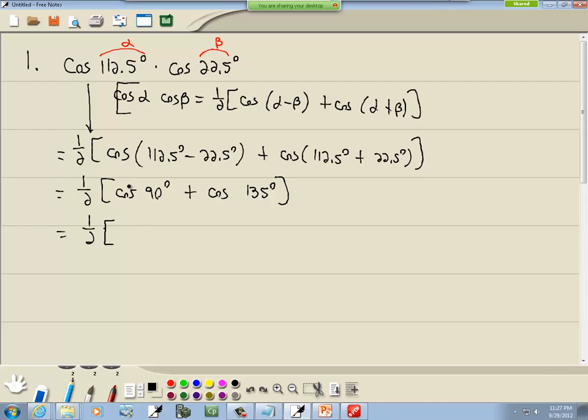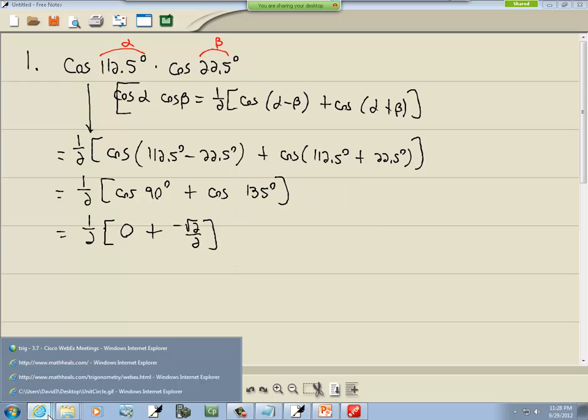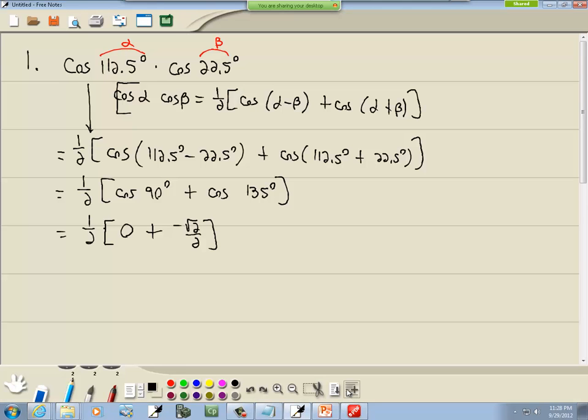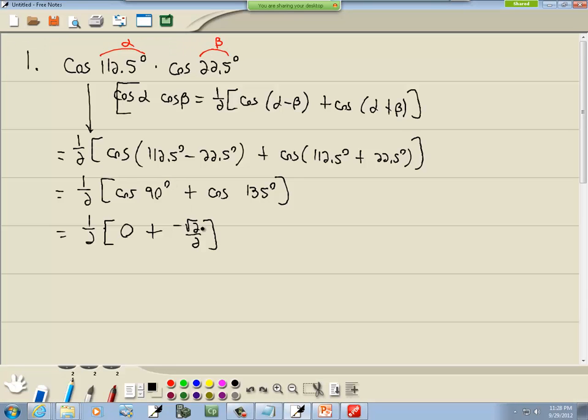Well, if I look on our unit circle, cosine of 90 degrees, cosine is our x, so cosine will be 0. At 135, cosine is going to equal negative square root of 2 over 2. Somewhere I've got the unit circle. There it is. Okay. So again, cosine of 90 degrees, cosine is our x, so 0. Cosine of 135 is over here, and that's our x, which is negative square root of 2 over 2. Well, the 0 drops away. Multiply these together, we get negative square root of 2 over 4. And that'd be our answer.